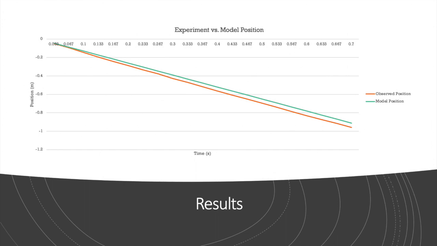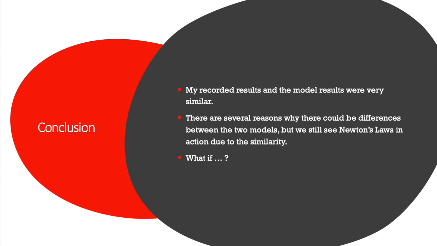One of the reasons for the difference is that it's hard to ensure constant velocity as there are other forces present in the experiment. For example, I gave the water bottle an initial push, so an initial acceleration is present. I delayed starting Tracker for a few seconds to avoid this error, but I can't guarantee that it didn't affect it. Also, we assume friction is negligible, but in reality there is a force acting on it because the water bottle will eventually slow down and stop. But still, my recorded results and the model results were very similar. There are several reasons why there could be differences, as we just discussed, but we still see Newton's laws in action due to such similarity.